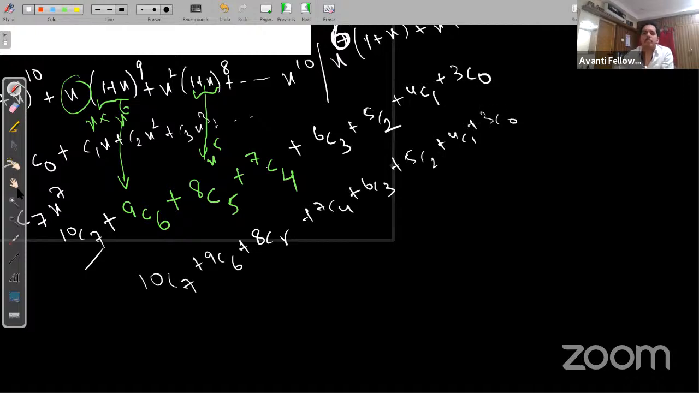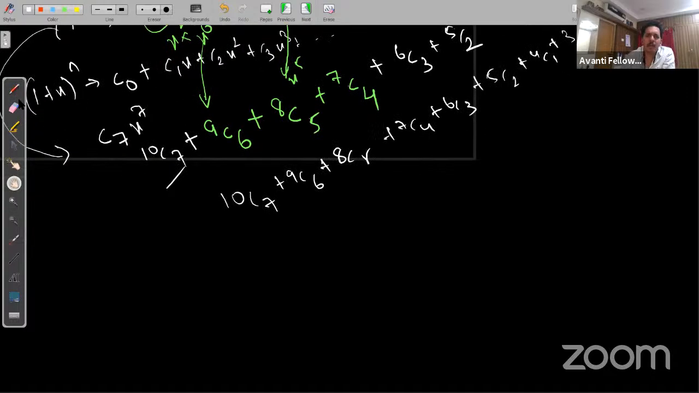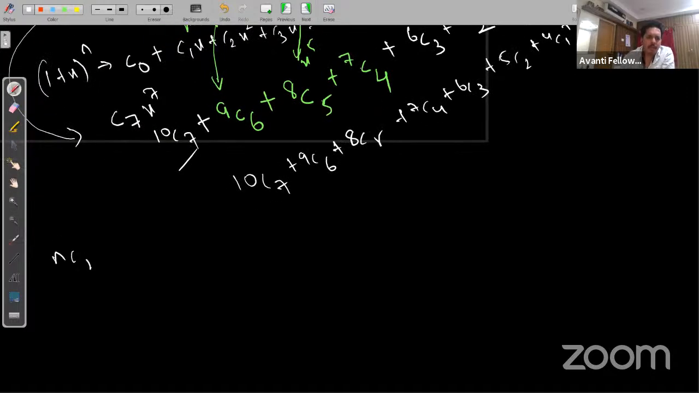Here we can use any formula, or else we can directly find it out. nCr plus nCr minus 1 is equal to n plus 1 Cr. Look here, n plus 1 Cr. If you use this formula, it will be very hectic here. Better you just find it directly.